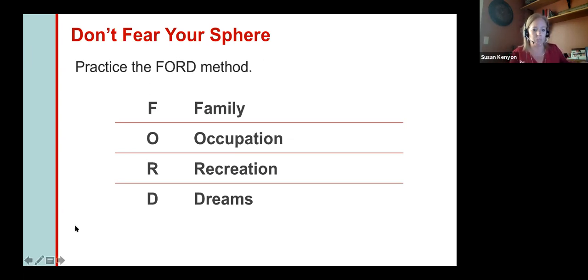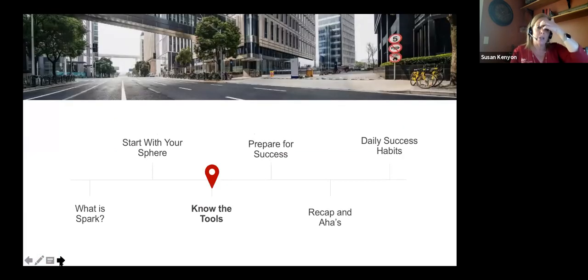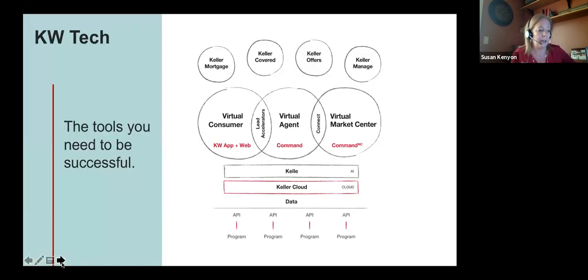Okay. The next section that we're going to tackle is know the tools. Command is definitely a strong tool for you guys to be using. Just like you have your iPhone and you have apps on your iPhone that you use daily, we all use it probably more than what we should, Command acts that way on your behalf as well.